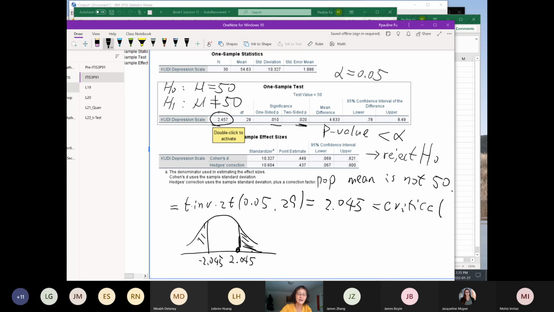Critical value decides the rejection region. Because of symmetry, there is another critical value, negative 2.045. Those are the rejection region. Now label your test statistic, 2.457 must be here. Obviously, the test statistic is in the rejection region, so you reject H0. Same conclusion as we get from the p-value method. You reject H0 in favor of H1.